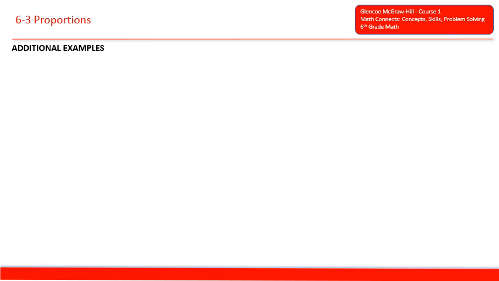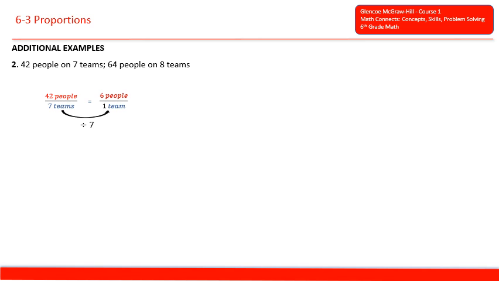Number 2, 42 people on 7 teams, 64 people on 8 teams. So we have 42 people on 7 teams, and we'll simplify that to how many people on 1 team. So if we divide 7 teams by 7, we get 1 team. And if we divide 42 people by 7, we get 6 people per team.